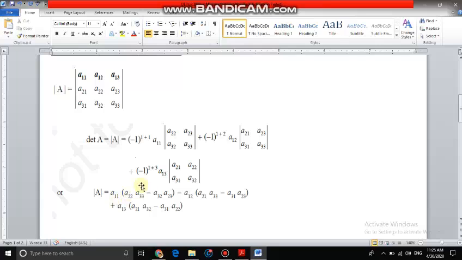After putting A11, then I have to, you know how to find the determinant of a 2 by 2 matrix now. A22, A33 minus A32 into A23. Now you look here, -1 to the power 1 plus 2. 1 plus 2 is 3. -1 to the power 3 is -1. Minus into plus is -1. So that's why A12 will become a negative sign.